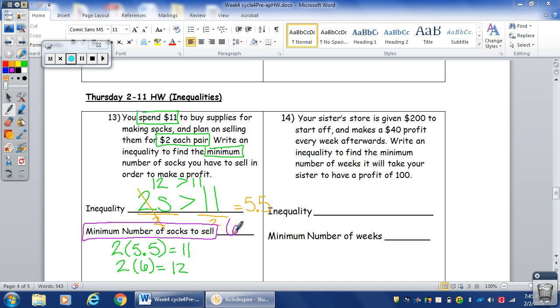Alright, go ahead and do the rest of the problems the same way. Don't forget to set up the inequality and make sure you're actually answering the question.